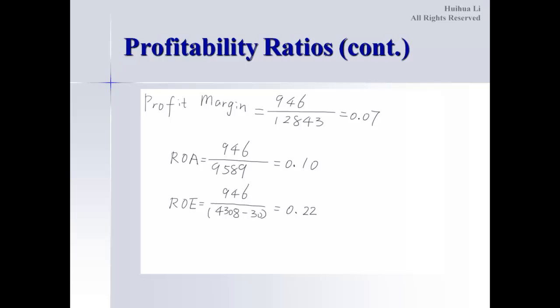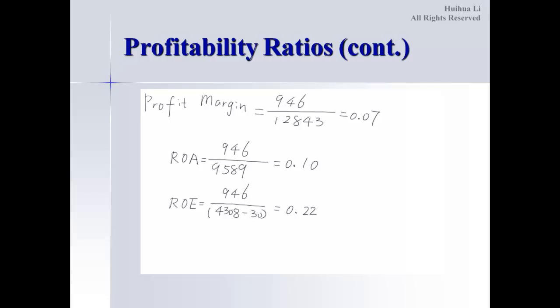Question to think: if a firm has a low profit margin, does this mean that this firm is not profitable? The answer is may not. Firms can have low profit margin but large sale volumes. These firms are still very profitable. Examples include Walmart. ROA is return on assets.